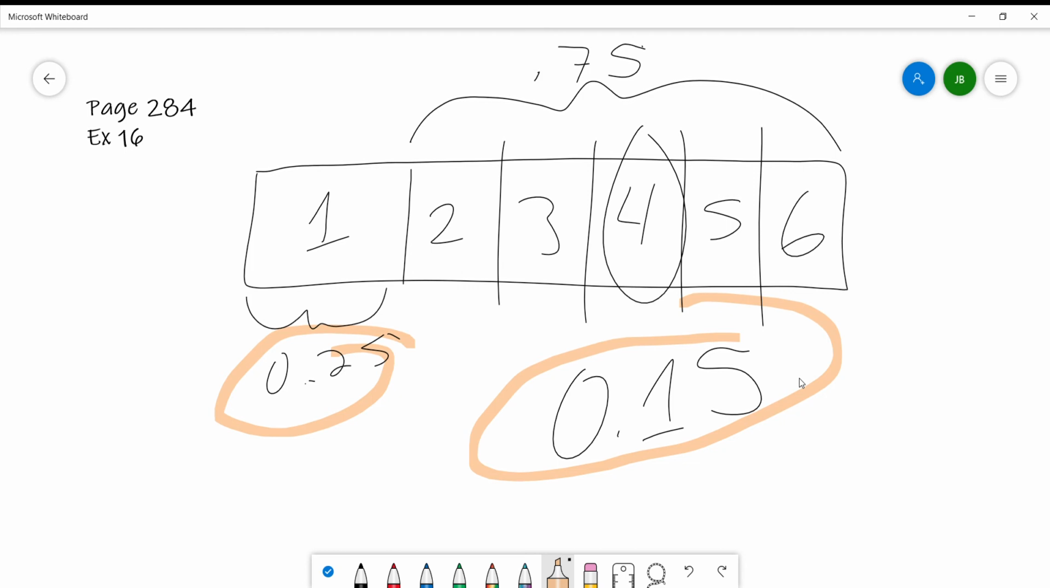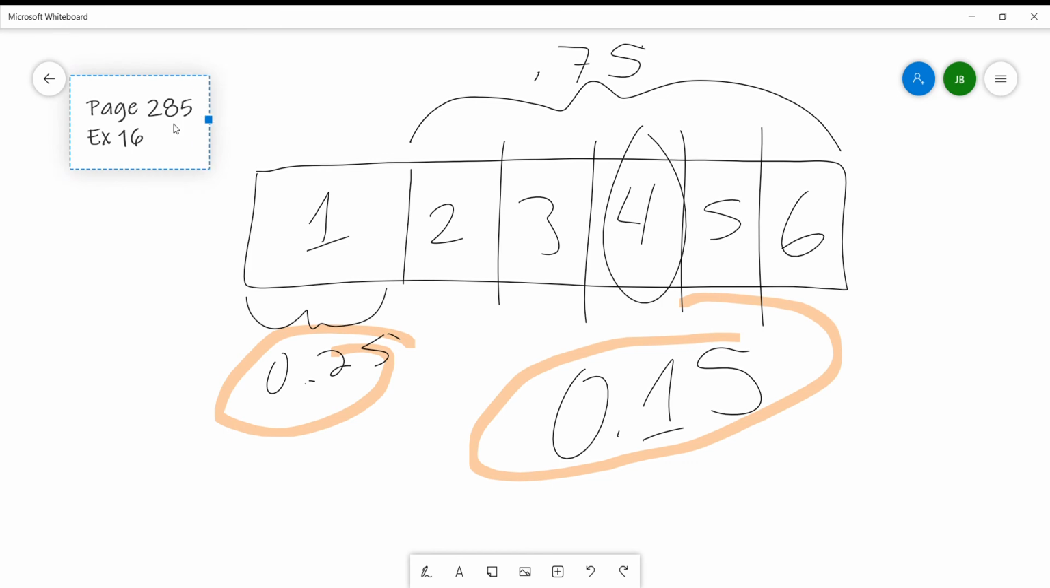So then it says construct the probability model. Guys, turn the page. Or look at the other page. You're not turning anything. We're on page 285. It says the probability model is going to look like this in a chart form.